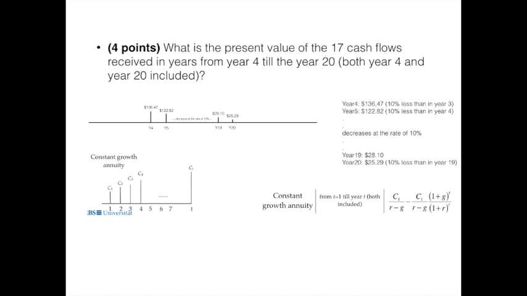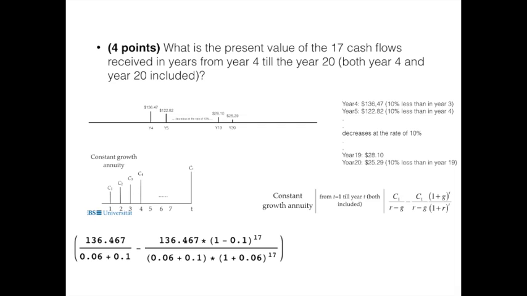136.47 becomes your C1. This is the payment in a year from now, when you're standing in year 3. But what is T? What does the T become? Well, T is not 20 anymore, because from the perspective of year 3, this 20 looks like 17.